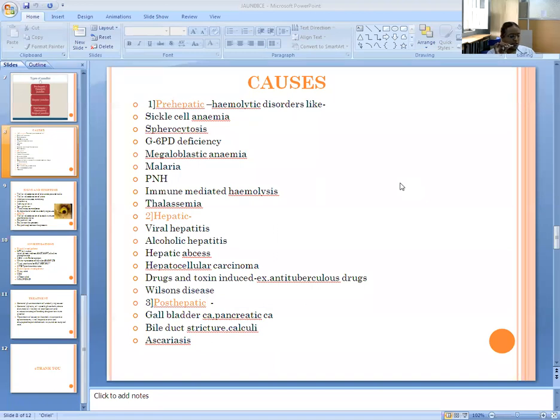Post-hepatic causes mainly include causes of obstructive jaundice. So obstruction in the gallbladder, cystic duct, bile duct means obstruction in the pathway of bilirubin. Most common causes: bile duct stricture, calculi in the bile duct, gallbladder CA or malignancies of gallbladder, or calculi in the gallbladder. So these are all the causes of jaundice.